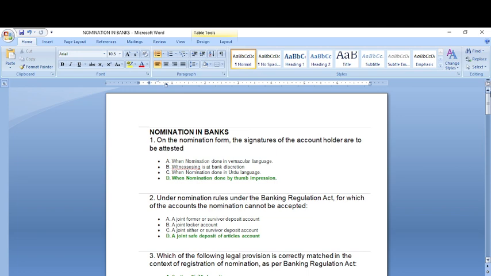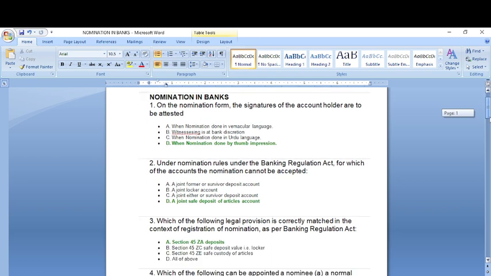So the first question in MCQs is on the nomination form. The signatures of the account holder are to be tested when nomination is done in vernacular language or witnesses is at bank's discretion, or when nomination is done in Urdu language or some other language. So when the nomination is done by thumb impression, then in that case signatures of the account holder are required.